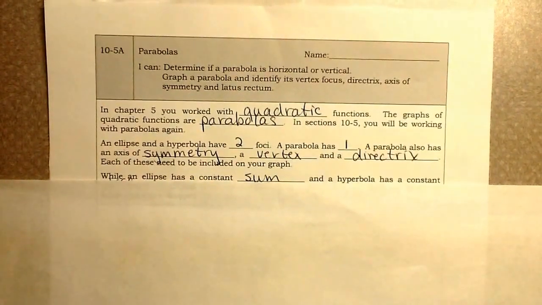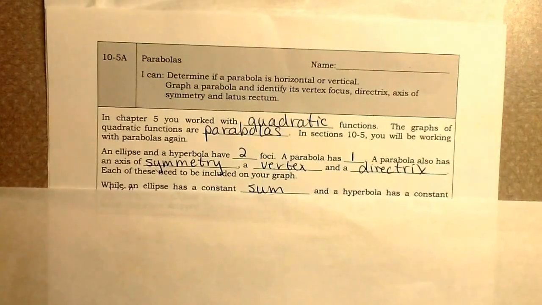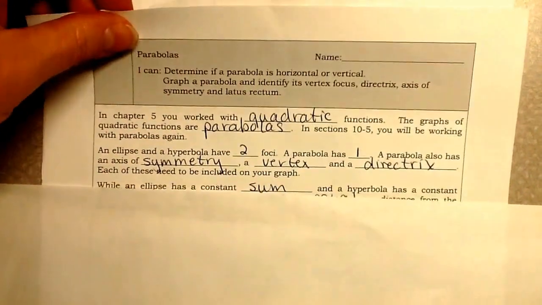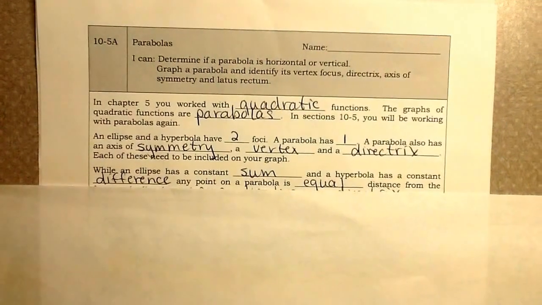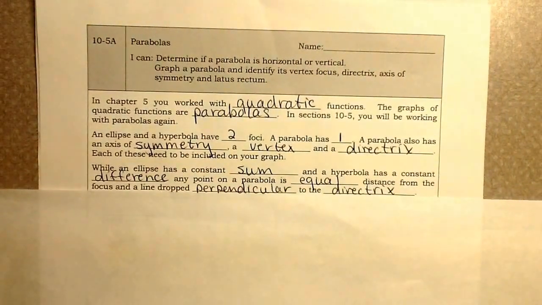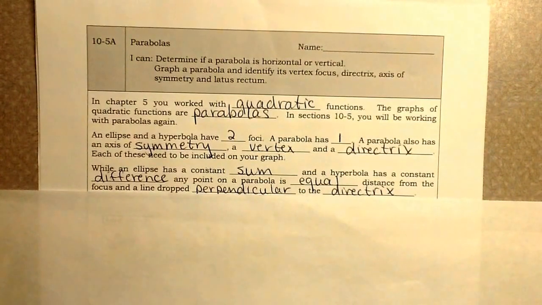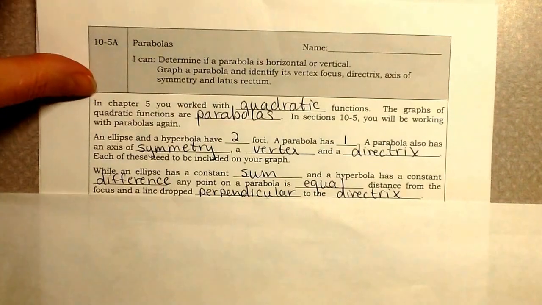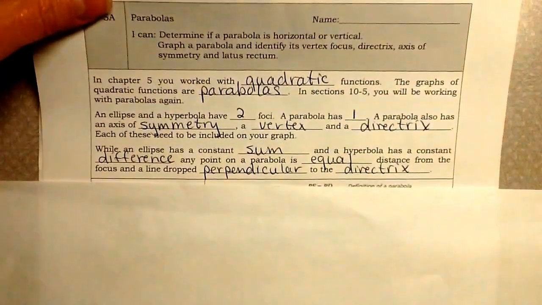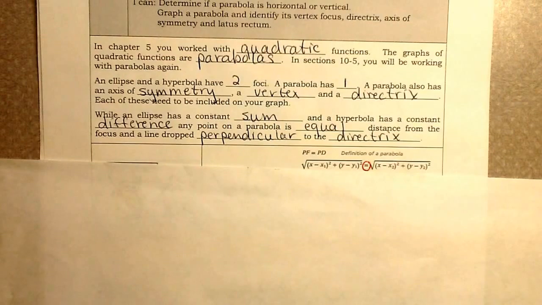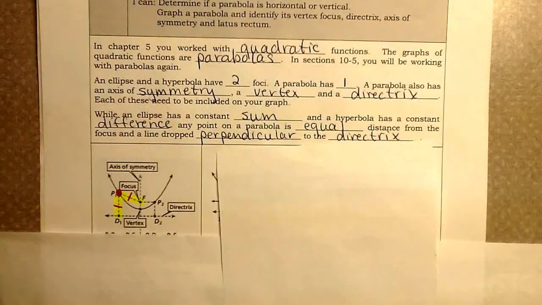Now, an ellipse has a constant sum, and a hyperbola has a constant difference. But any point on a parabola is an equal distance from the focus and a line dropped perpendicular to the directrix. So you're not going to be subtracting distances; you're going to have a point and a focus, and a point and a directrix. For the other two conic sections, the ellipse and the hyperbola, you used a point and two foci. So there's only going to be one focus, but there is going to be another location, which is the directrix. So let's take a look at what that means.